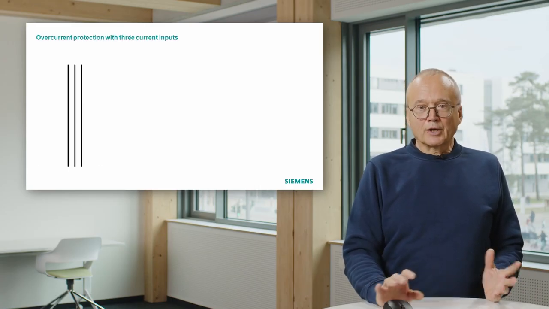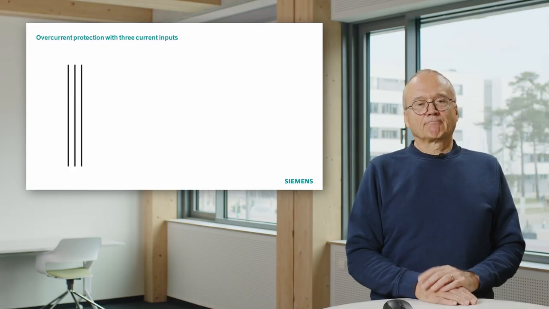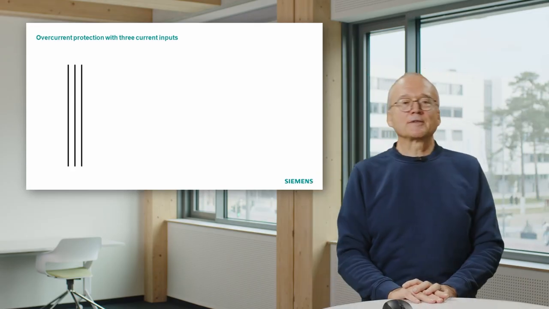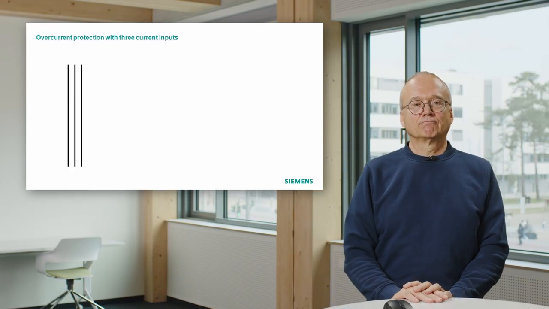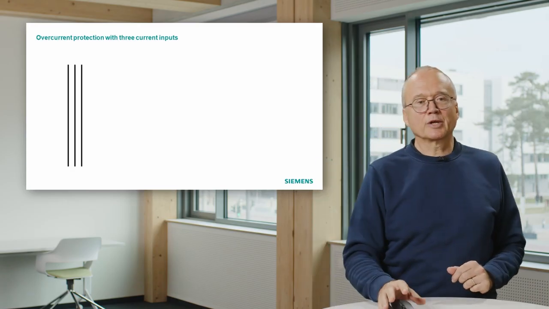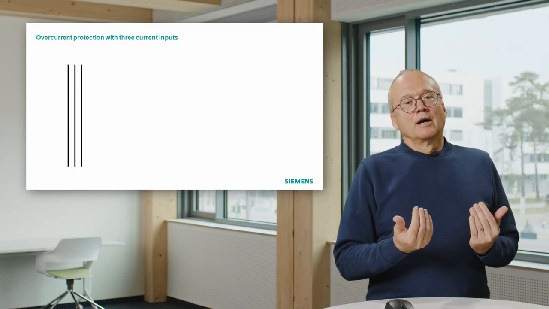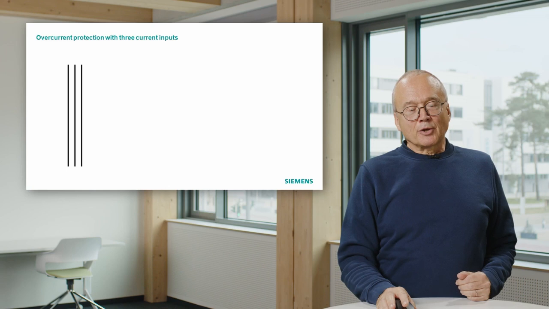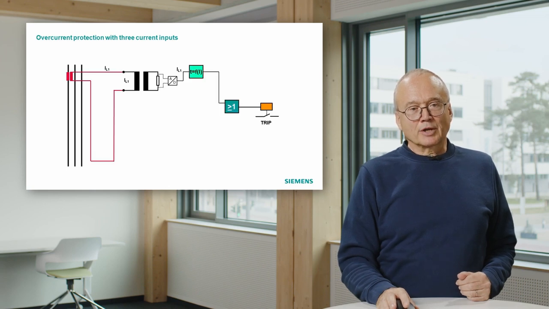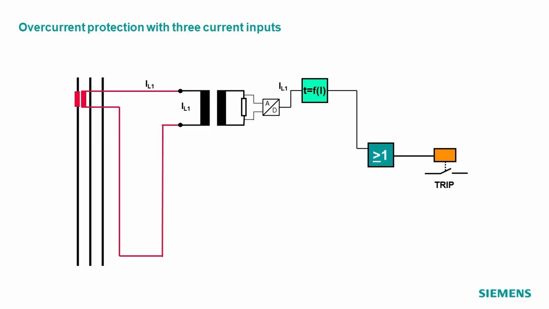So how does an overcurrent protection look like? Let us start with the three phases of our protected line or cable. They are shown here. And now we measure the current, only the current, by using this red current transformer, and we connect this current transformer to our protection relay.